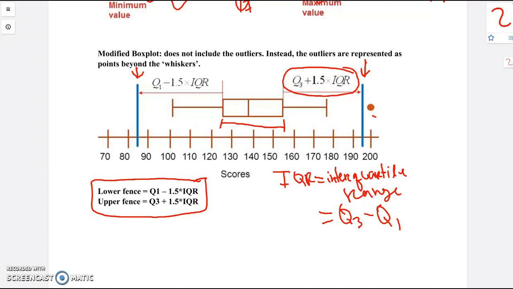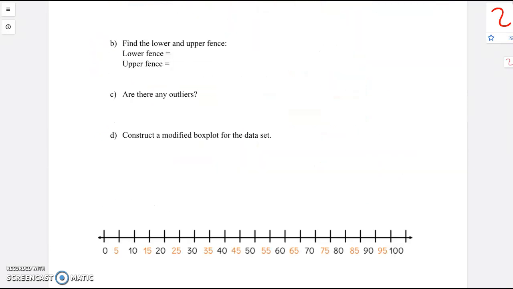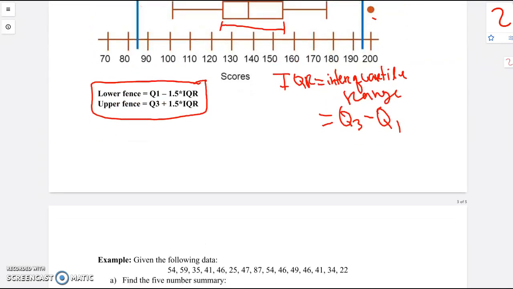So let's do an example, so that we can go ahead and do a problem. I don't even know what I'm saying. It's really late at night, you guys.